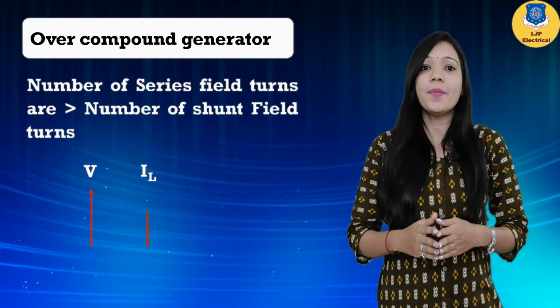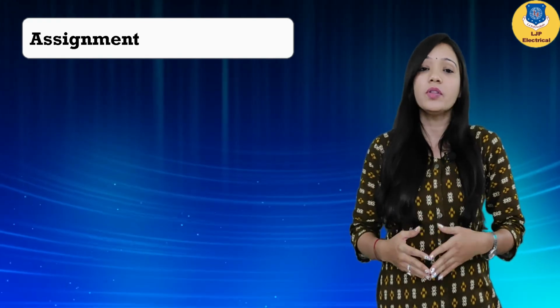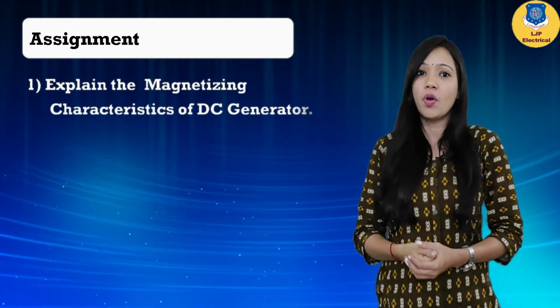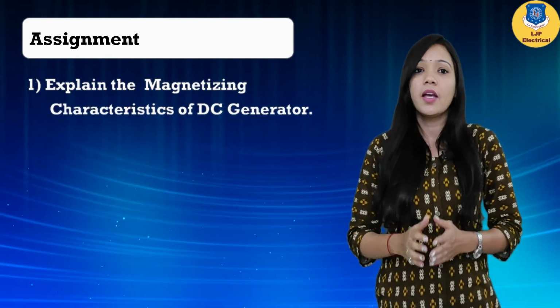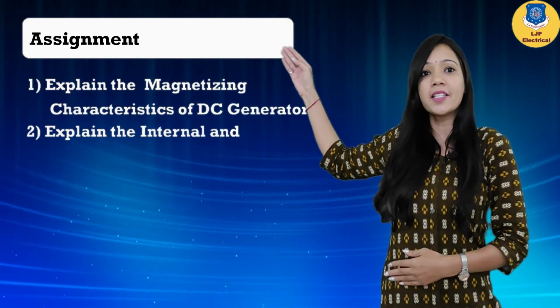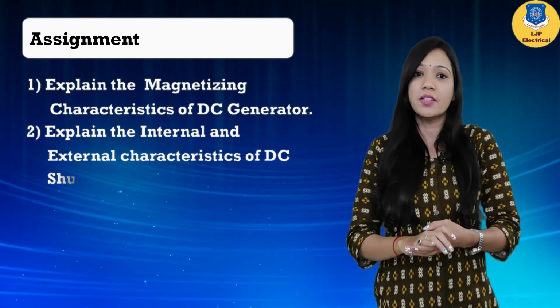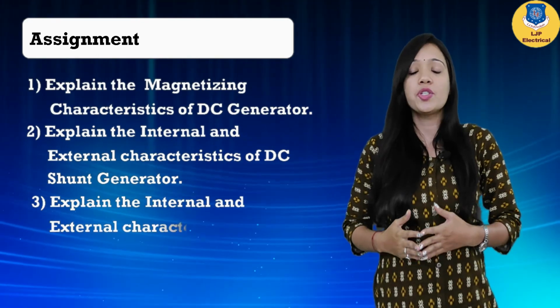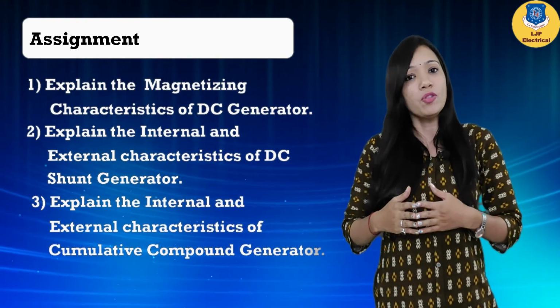You can solve some assignment questions also. The first question is, explain the magnetizing characteristic of a DC generator. Explain the internal and external characteristic for a DC shunt generator. Explain the internal and external characteristic for a cumulative compound generator.